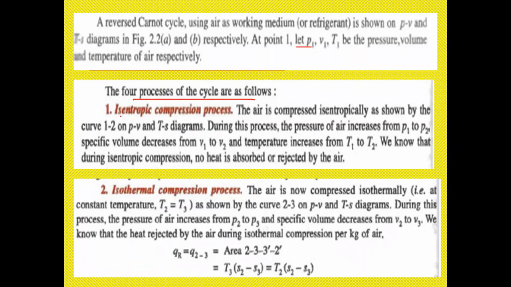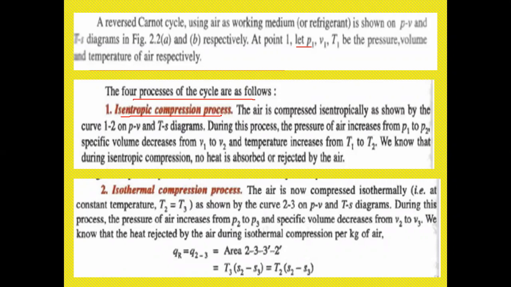So what is the first process? Isentropic compression process. The first process is the isentropic compression. Generally in the first process, the air should be compressed isentropically. So what's happening here? The air is compressed isentropically along the curve 1-2 on the PV and TS diagram. In this process, the pressure of the air increases from P1 to P2.